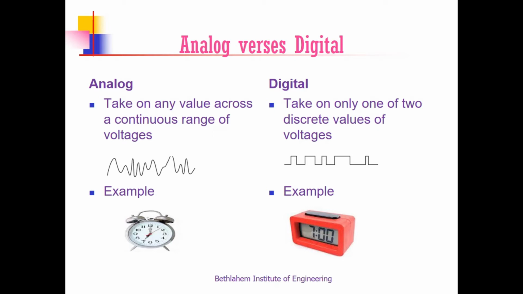That is, it can take 1, 1.2, 100, 105, 0.2, 3, 4, anything. It can take any value across the continuous range of signals, voltages. But a digital signal can take only two discrete values of voltages. So the low level represents 0 and the high level represents 1. So digital signals can take only two levels or two values, 0 and 1. So this is an example for a digital signal and this is an example for an analog signal.